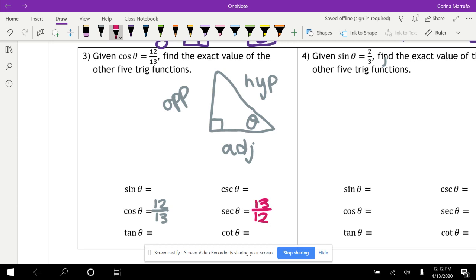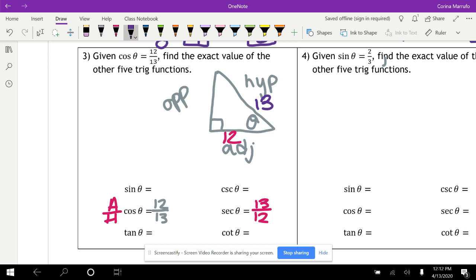Now we know that our cosine is adjacent over hypotenuse, which means that the adjacent side is equal to 12. So for here, this side is equal to 12. I'm going to label it in my picture. That also means that our hypotenuse is going to be 13. So HYP is 13. So I'm going to label it on my triangle.